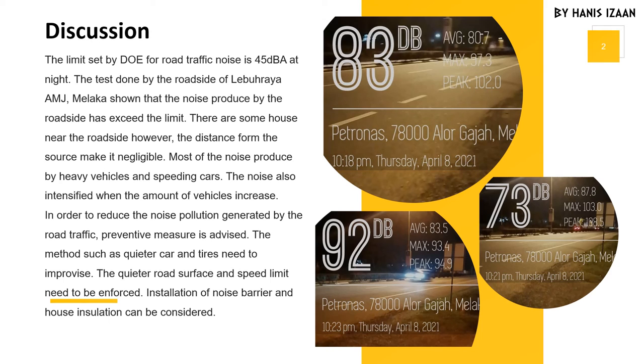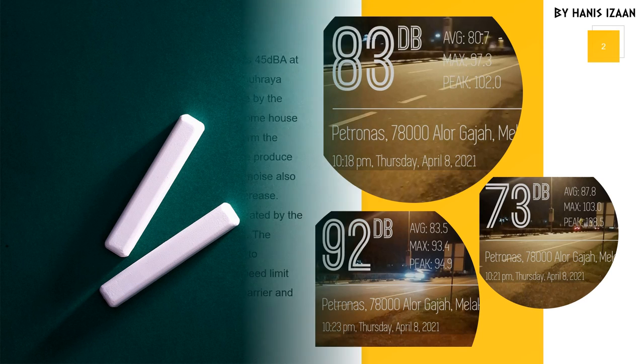In order to reduce the noise pollution generated by road traffic, preventive measures are advised. Methods such as quieter cars and tires need to be improvised. Quieter road surfaces and speed limits need to be enforced. Installation of noise barriers and house insulation can be considered.